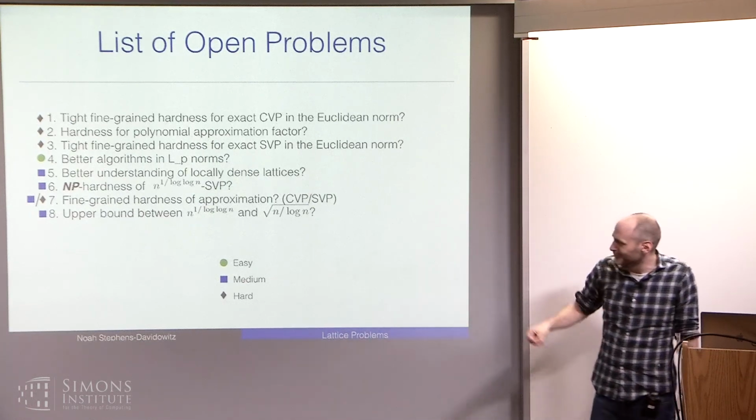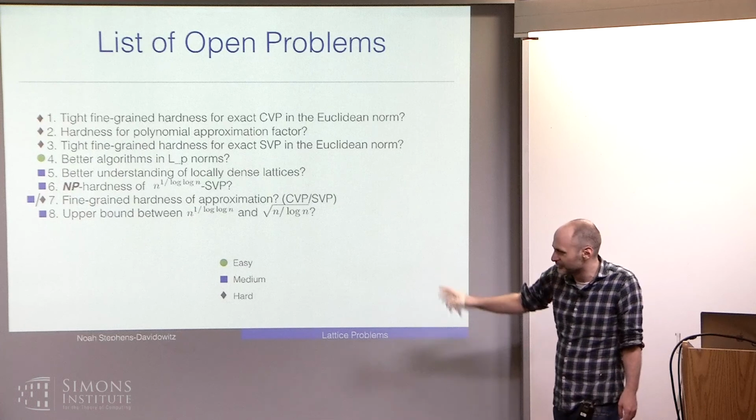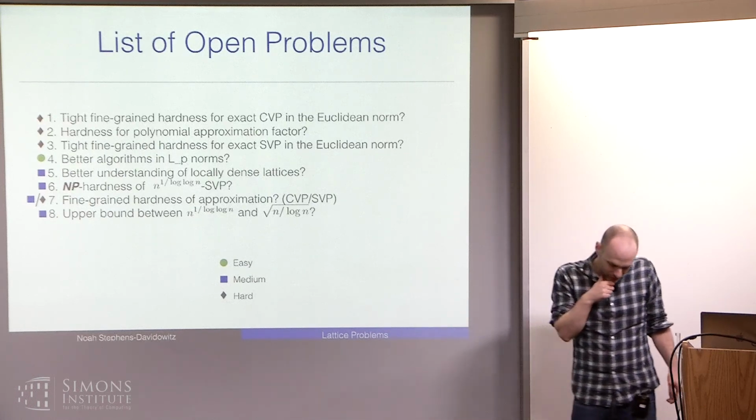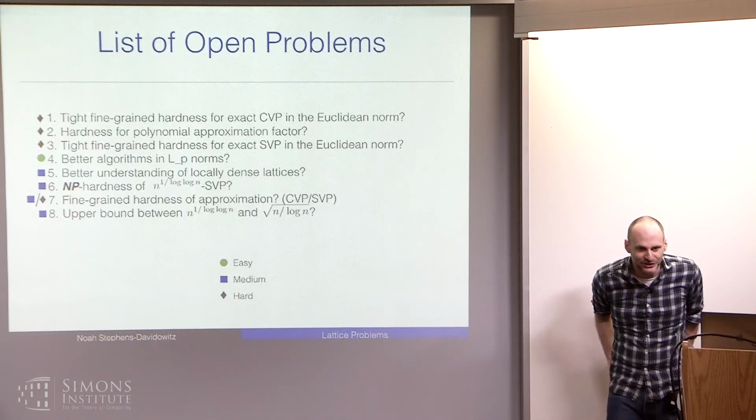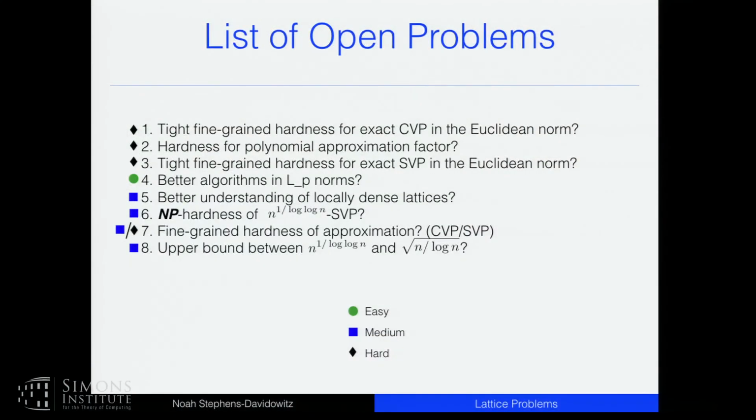Potentially easy open problem. Of course, these are just my guesses. I don't know how hard these problems will be because I haven't solved them. But a potentially easy problem is to think about better algorithms in the LP norm. I think that's not very explored. So I recommend people try.